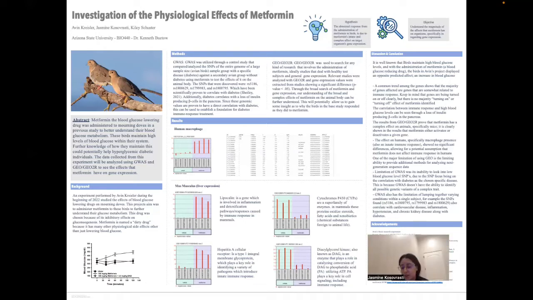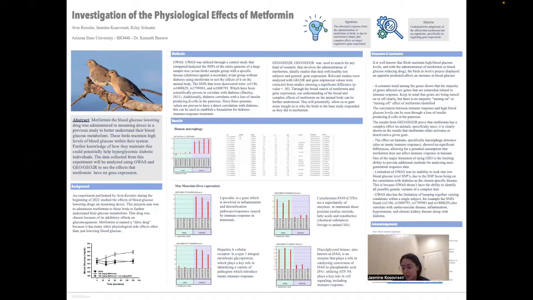So for our methodology, we used two different computational technologies. The first one being GWAS, which was utilized through a control study that compared and analyzed the SNPs of the entire genome of a large sample size, in this case avian birds, with a sample group with a specific disease, in this case diabetes, against the secondary avian group without diabetes. Ultimately, this was just in order to better understand the effects of metformin on the animal body. After doing this research, we were able to discover 4 matching SNPs, which were then scientifically proven to correlate with diabetes through other proven studies.